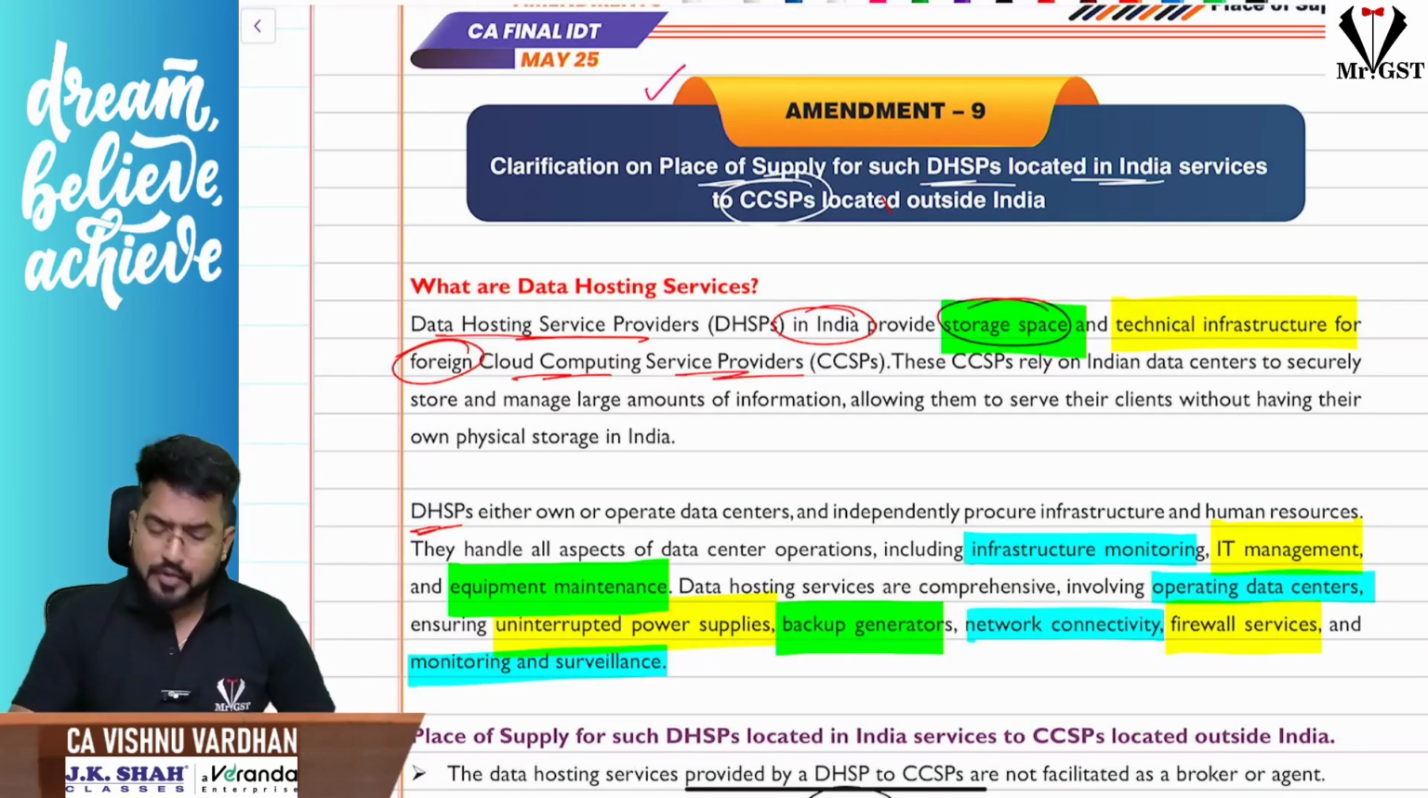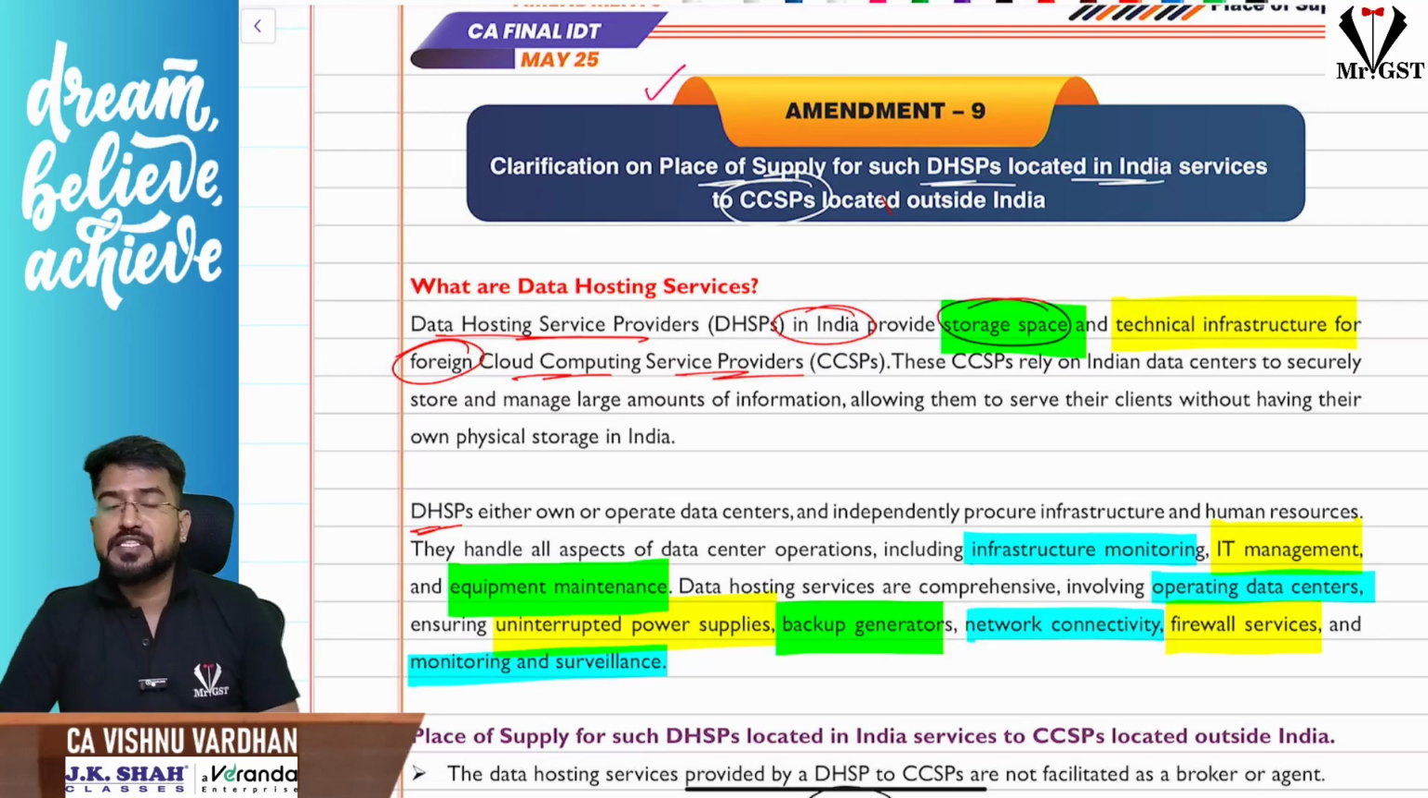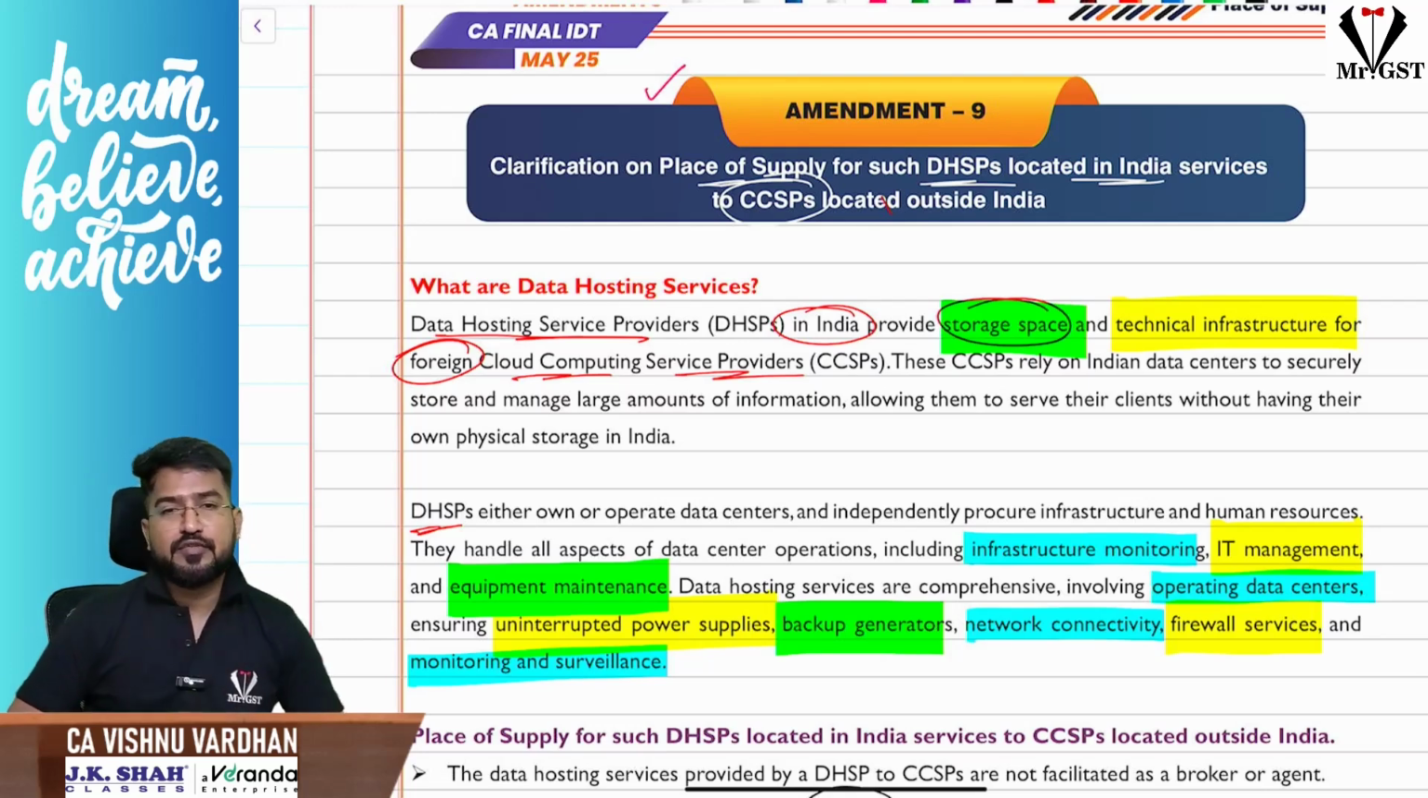So the next one, if you see, sir, the data hosting service providers in India are providing data hosting services to various foreign cloud computing service providers. In this aspect, the doubt is, what is the place of supply? Is it renting of immovable property, and should we determine the place of supply accordingly?